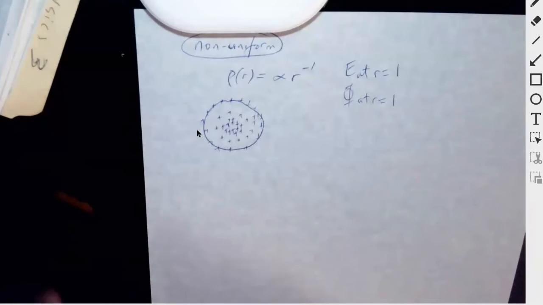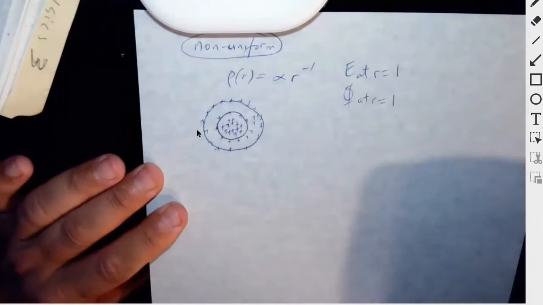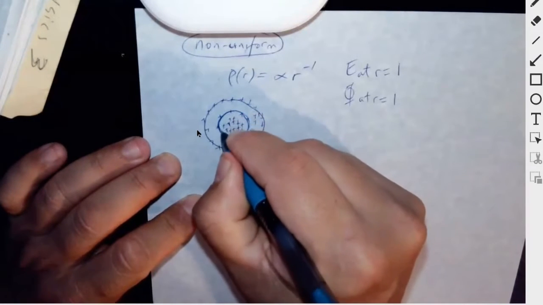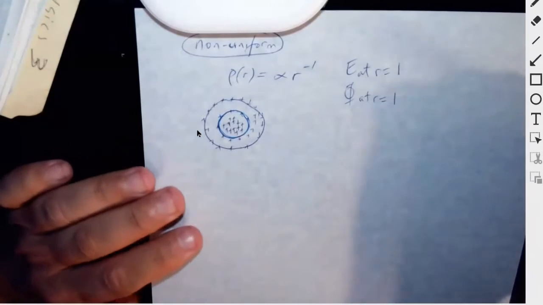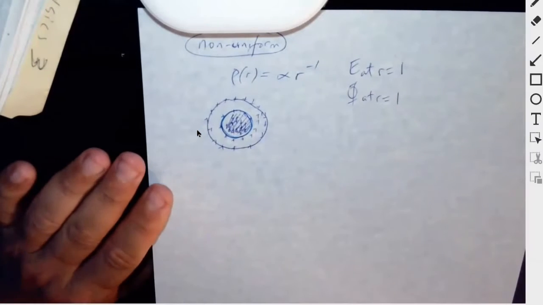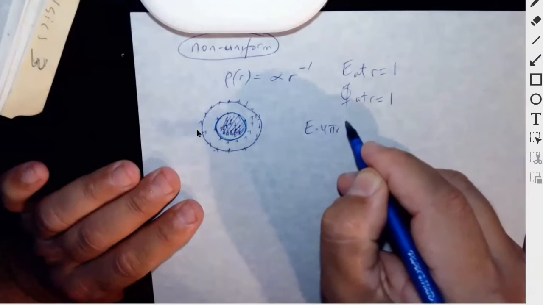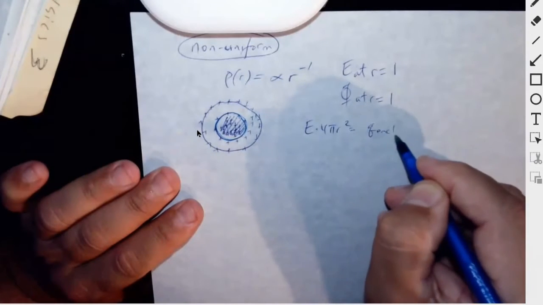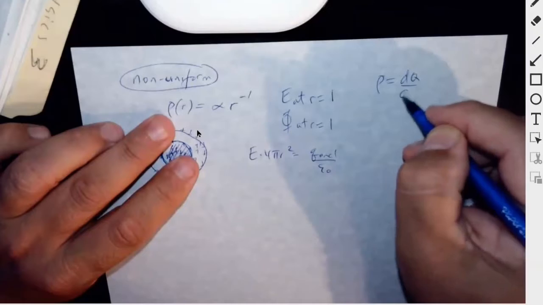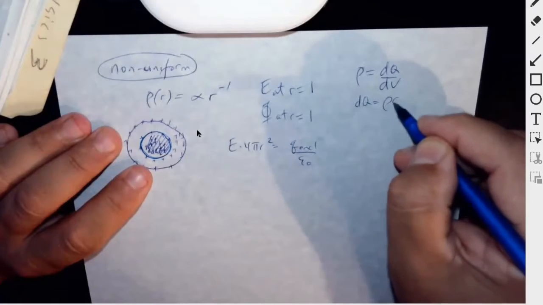So then how do you do that? So then you do the Gaussian. You want to find out now how much charge is included within radius of 1 meter. So then you say E times 4 pi r squared is equal to Q enclosed over E0. Then rho is defined as dq over dv, volume charge density. dq is rho dv.